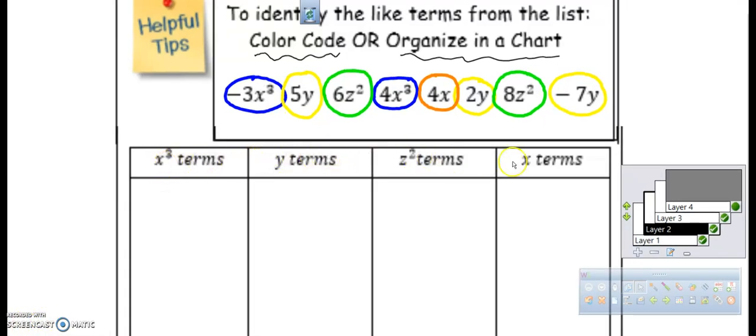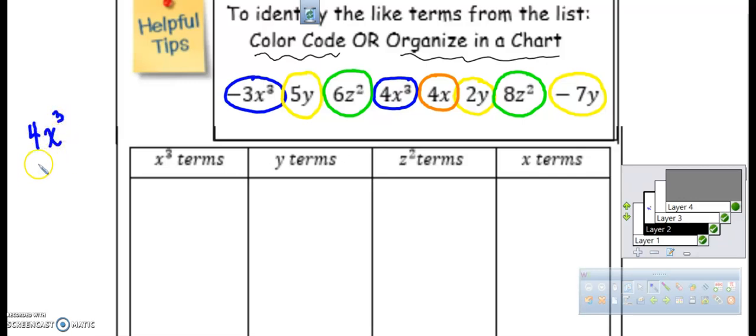So at the top of the chart, I put that we have an x cubed term, y terms, z squared terms, and x terms. That's how I'm naming the terms, by their variable and their powers. And then the next thing I'm going to do is categorize how many of each of these terms I have by looking at the coefficient. For example, I'll take the term 4x cubed. I read that term as a multiplication throughout this lesson, that it means 4 times x cubed.